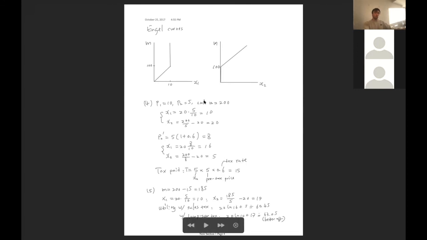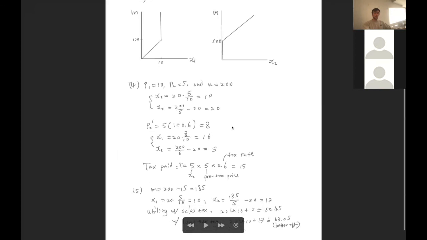So once we've done that, we can move on to part 4, where he has again changed the prices and our budget. We're looking at a price of good 1 of 10, price of good 2, or excuse me, he has not changed them, but now we are looking at a case where we have to apply a 60% sales tax on beer and then recalculate what Bob's best affordable bundle is. So again, we've got the price of good 1 is 10, price of good 2 is 5. The budget constraint is $200. But now we have to account for the fact that there is a 60% tax.